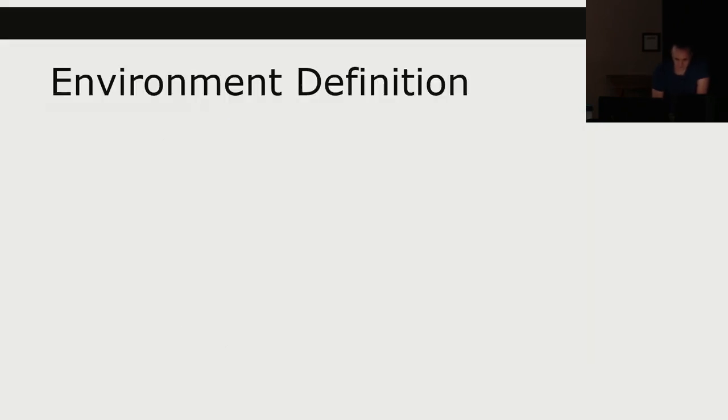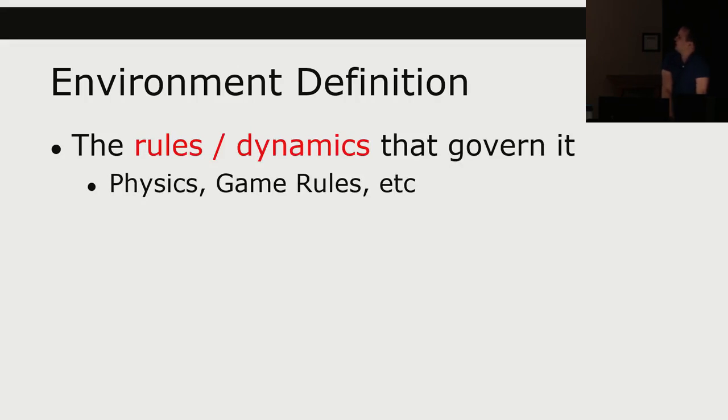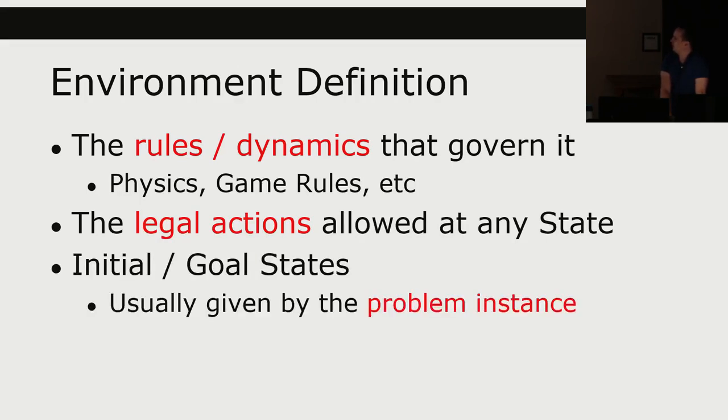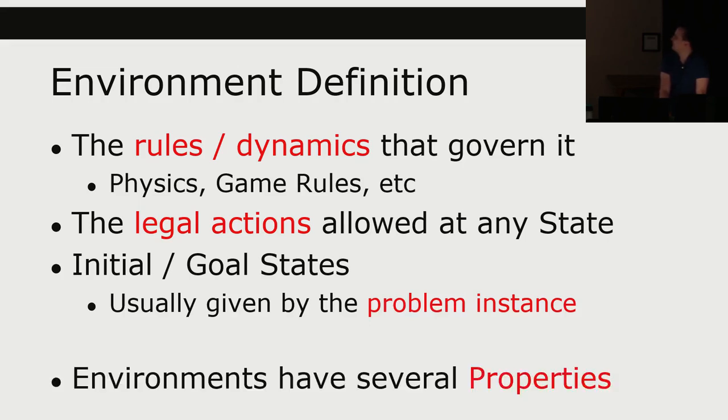So, let's talk about defining an environment. Oh, geez, I'm going so slow. I've got to start going faster. So I apologize for going faster. The environment definition is the rules and dynamics that govern it, the physics, the game rules, etc., the legal actions allowed at every state, and the initial or goal state, which is usually given by the problem instance, which we'll talk about next class. And environments have several properties, and I've got 14 minutes to get through these properties.